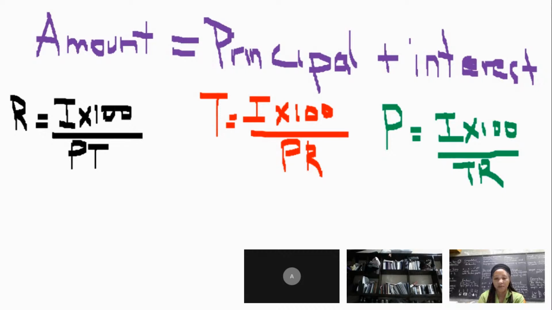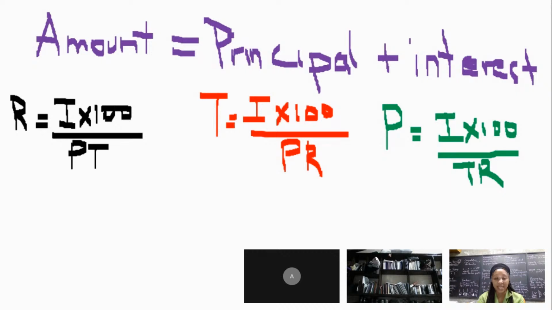Okay, right. So we have three variables, because remember we're saying, let's say we know what the interest is. Let's say we know what the interest is, but we want one of the other three variables, the principal or the rate or the time.